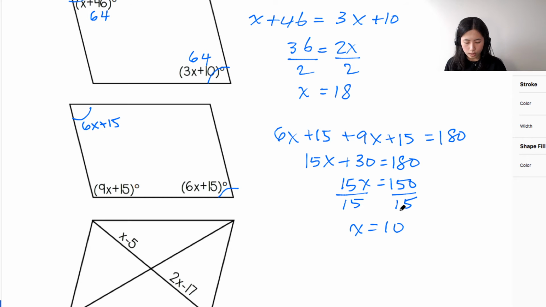Great. Once you have that, you can plug in 10. So 9 times 10 is 90, and 90 plus 15 is equal to 105. For this angle, you either take 180 minus 105 or you just plug in 10 times 6, which is 60, plus 15. So 60 plus 15 is equal to 75. You know that this is 75 degrees. And just to double check, if you take 180 minus 105, you should get 75 degrees.